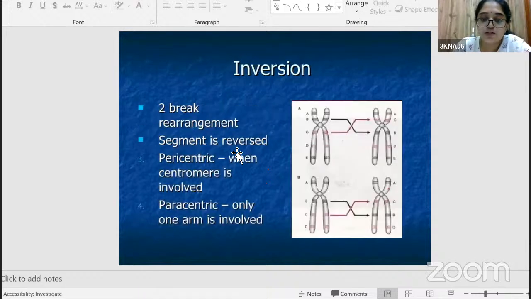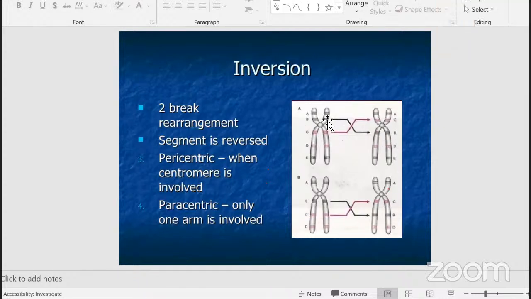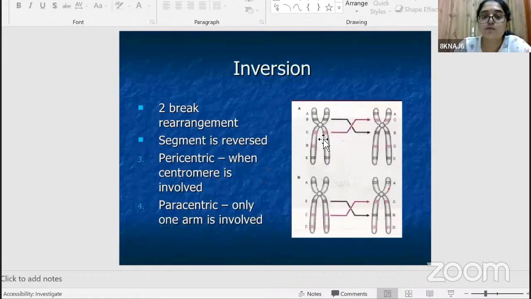Inversion is wherein, with the breakage of the chromosome, rearrangement takes place, because of which a segment is reversed. So it is pericentric if the centromere is involved, and paracentric only if an arm is involved.